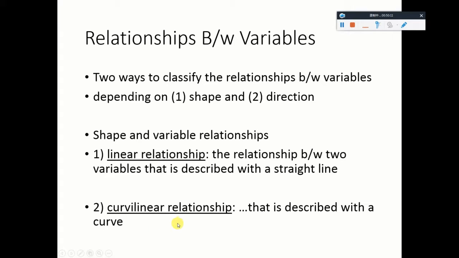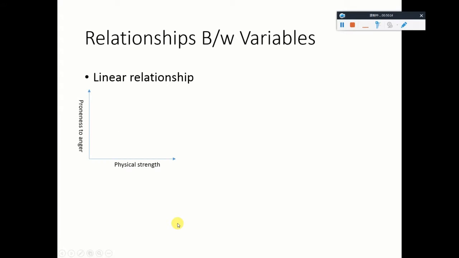Okay? See, very straightforward. So linear relationship, if we return to our example, the formidability hypothesis, which describes the relationship between physical strength and how easily you're prone to anger. Previously, we said that it's obviously a linear relationship, because the relationship between these two variables, variable one and variable two, is described by a straight line.